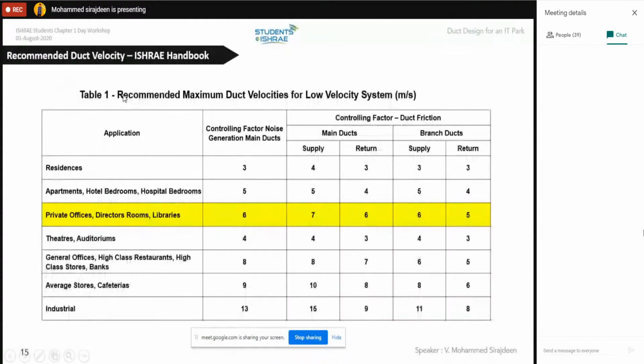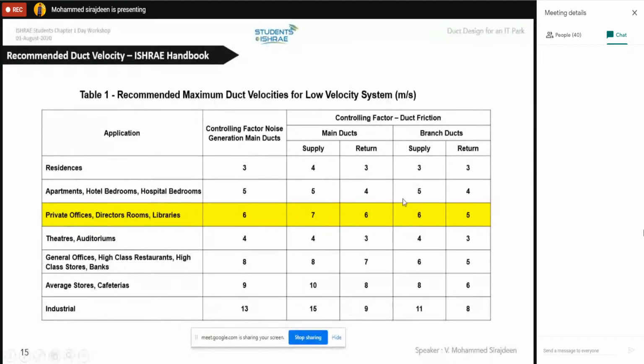Then recommended duct velocities as per ASHRAE. As per ASHRAE guidelines, there are recommendations for designing duct systems. Since we are going to design for an IT building, there are recommendations for main ducts and branch ducts. If it is a main supply duct, the velocity should not be more than 7 meter per second. And the return air duct, which we take from the room to the AHU room, is designed based on 6 meter per second velocity.